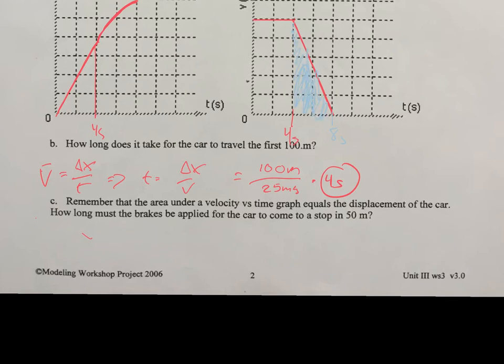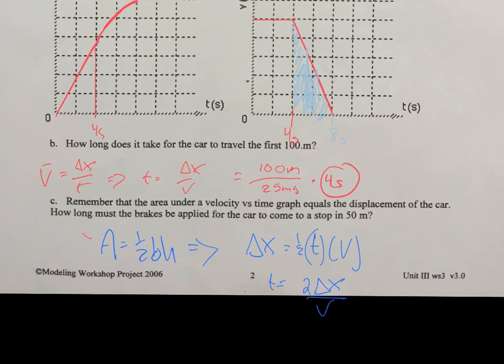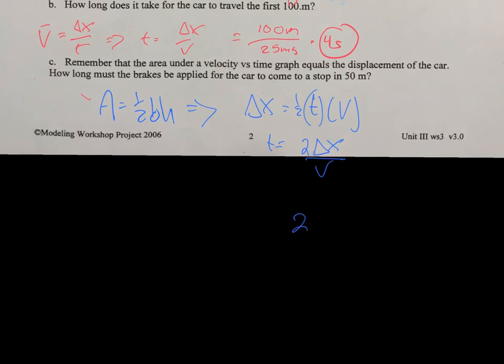Okay, this is a triangle. So this area equals 1/2 base times height. But what does that really mean, right? This area is displacement, so I'm just going to call it delta x equals 1/2. What's my base? It's time. What's my height? It can be velocity. So I'm looking for time, so time is just going to be 2 delta x over v. So what do I got? I got 2 times my delta x. My delta x was 50 meters. My velocity was 25 meters per second, which gives me another 4 seconds.